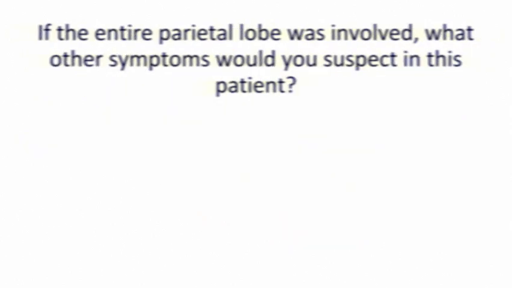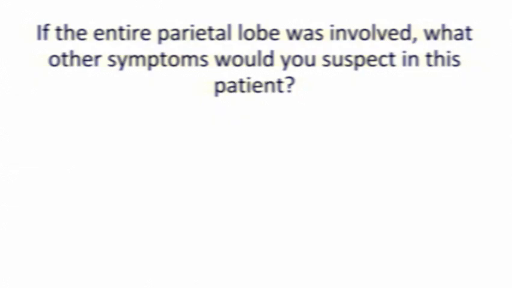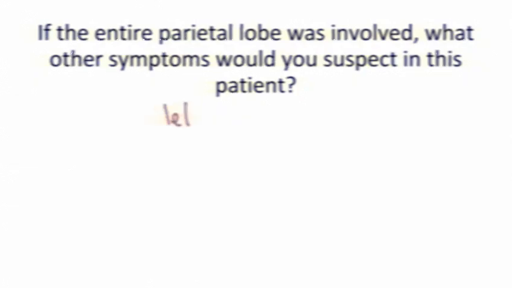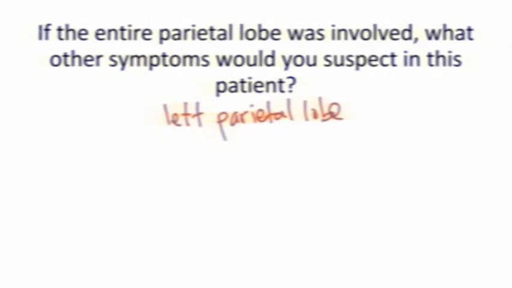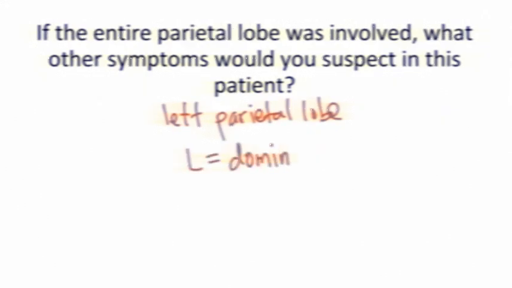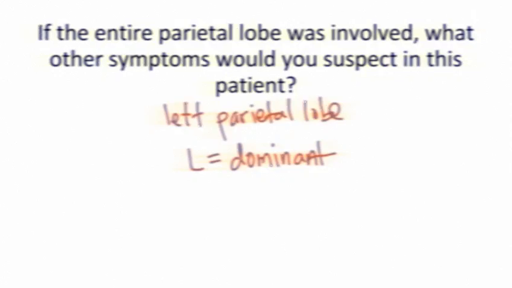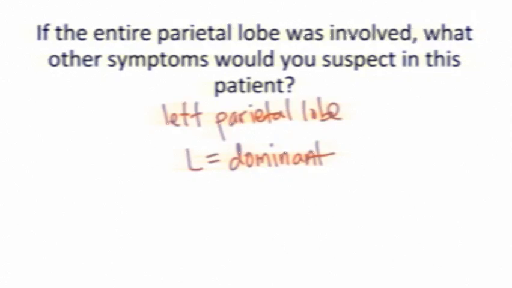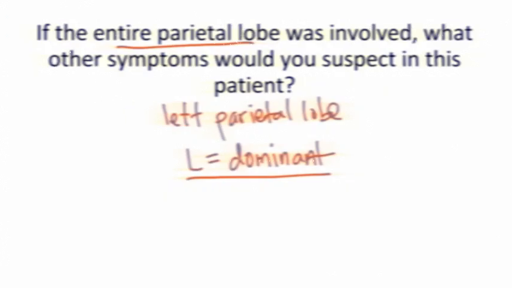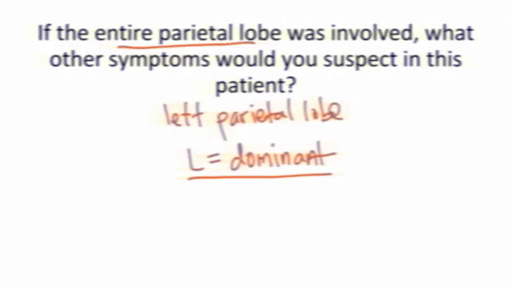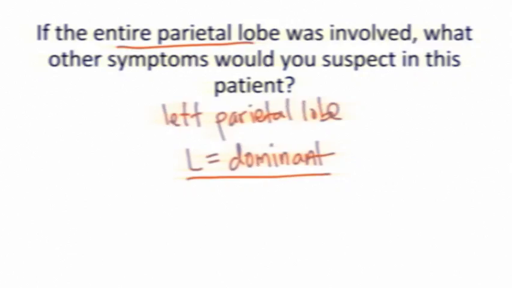If the entire parietal lobe was involved, what other symptoms would you suspect in this patient? Okay, so we know that the left parietal lobe is damaged, and we also know that this patient is right-handed, so her left hemisphere is the dominant hemisphere. So left is dominant. Recall that when the angular gyrus of the dominant parietal cortex is damaged, the patient can develop Gerstmann syndrome. Because the question states that the entire parietal lobe was involved, and we know that this is the left or dominant hemisphere, we can deduce that the angular gyrus must be involved. In this case, we'd expect the patient to have the symptoms associated with Gerstmann syndrome.